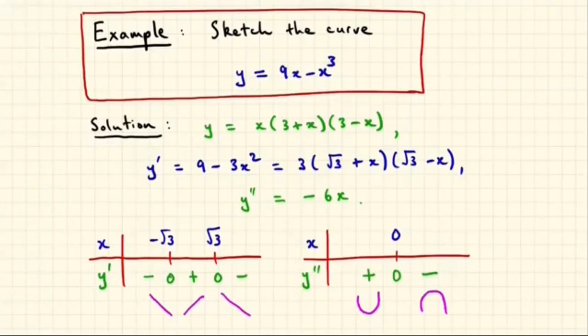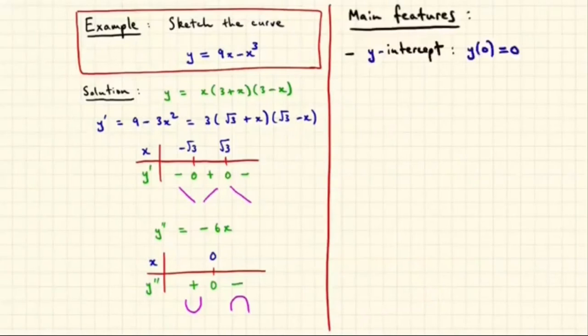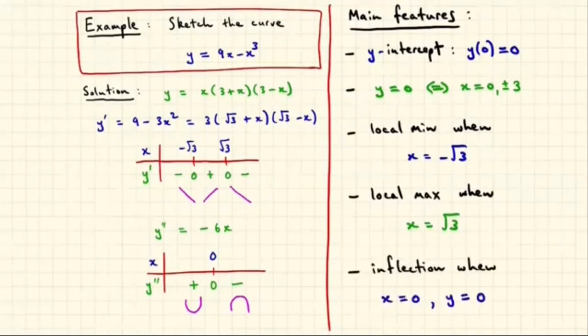All of this information is noted here to the side, as we can list the main features of the curve. The y-intercept is just 0. The x-intercepts will be 0, 3, and minus 3. From the sign diagram for the derivative, there is a local minimum occurring for x equal to minus √3, and a local maximum when x equals plus √3, fitting a curve. Now we can sketch the curve with confidence.